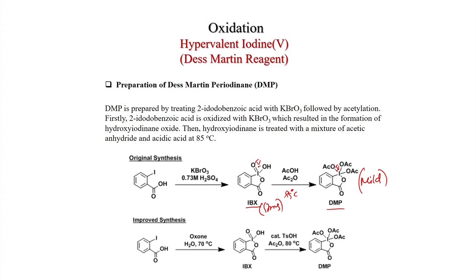Also, there is another positive for Dess-Martin periodinane, which is an improved synthesis. Instead of potassium bromate, you can use Oxone in water at 70 degrees centigrade to generate the IBX, and instead of acetic acid, you can use catalytic para-toluenesulfonic acid with acetic anhydride at 80 degrees centigrade, and you can get Dess-Martin periodinane.